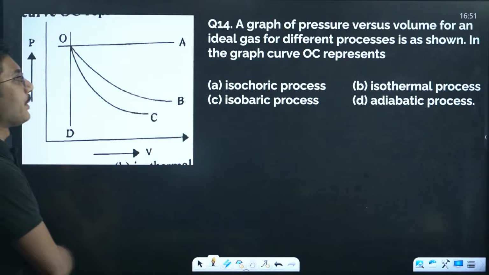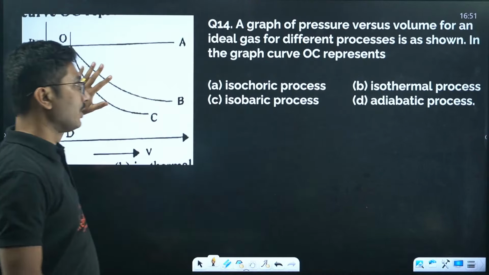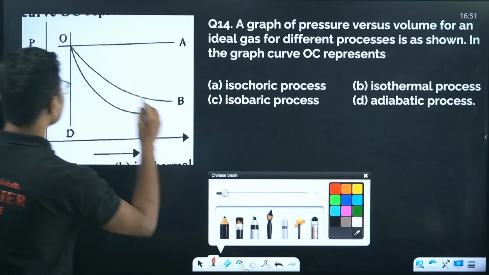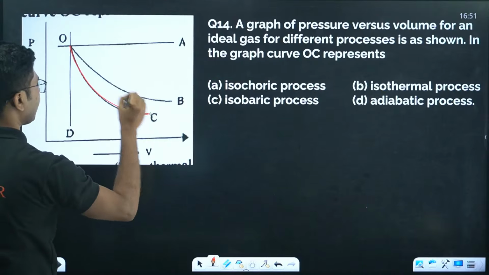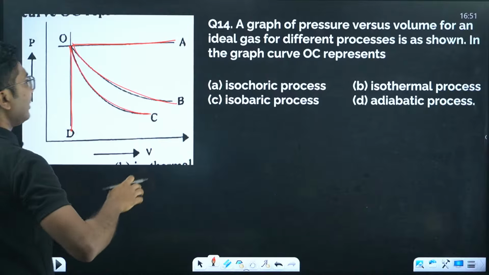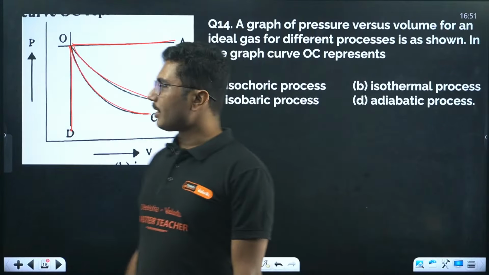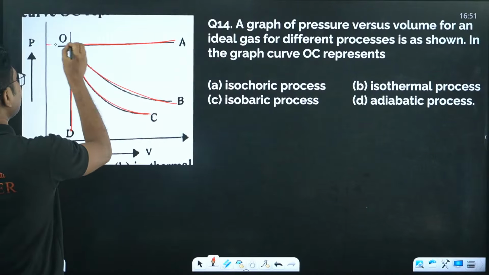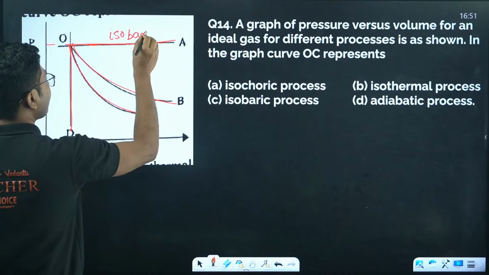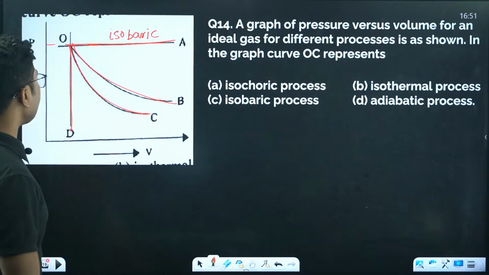A graph of pressure versus volume for an ideal gas for different processes is shown. In the graph, OC represents what? Here we have 4 graphs, 1, 2, 3, but actually, just to give you context, they give the other graphs. I will tell you what this graph represents. Here the pressure is constant, so this is isobaric. Bar means pressure, so this graph represents an isobaric process.